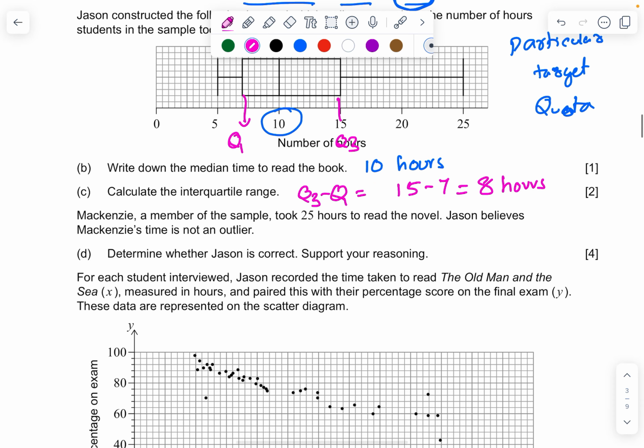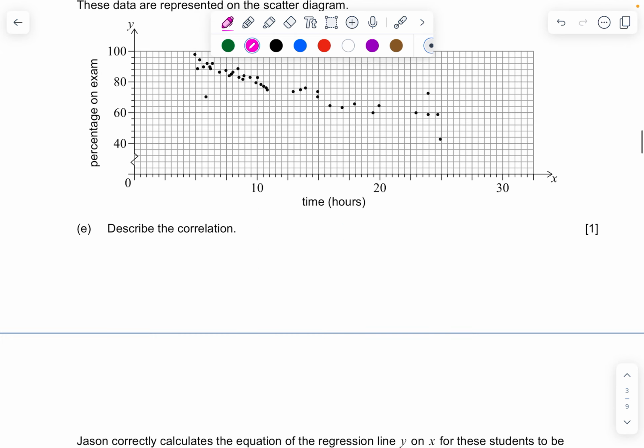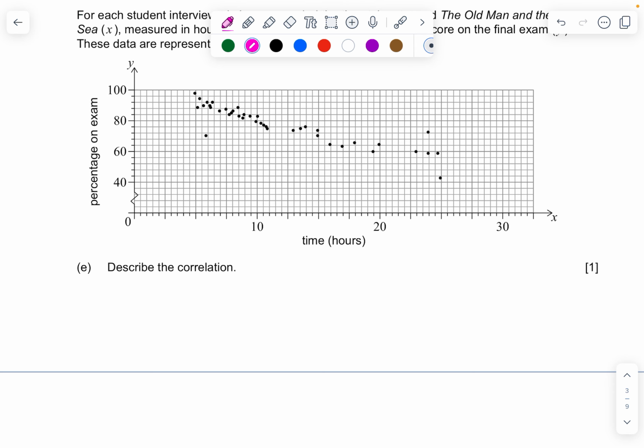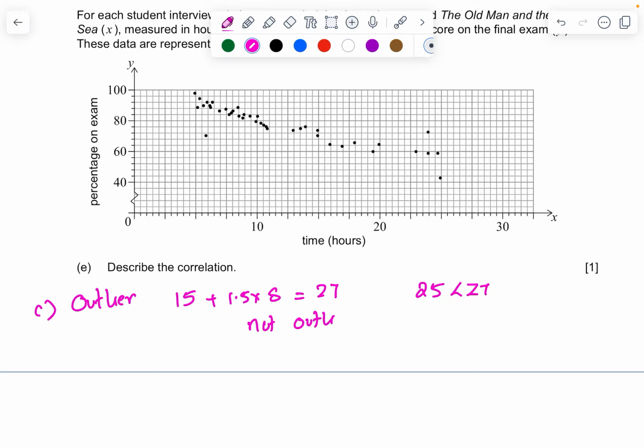Mackenzie, a member of the sample, took 25 hours to read the novel. Jason believes Mackenzie's time is not an outlier. Determine whether Jason is correct, supporting your reason. 25 hours. For an outlier, the formula is 15 plus 1.5 times the IQR, which is 27. 25 is less than 27. So therefore, it is not an outlier. So Jason is correct.